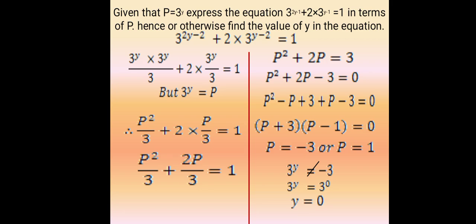So p is either negative 3 or p is 1. But the equation 3^y is equal to negative 3 does not hold, because the base is not the same. But the other one, p is equal to 1, means that 3^y is equal to 3 raised to 0. That equation satisfies the values of y. So our y is 0.